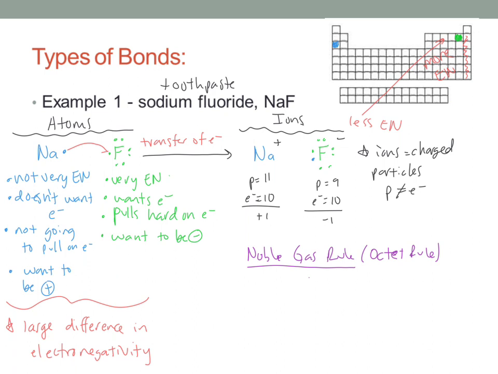The idea with the noble gas rule, though, is that everything wants to have the same number of electrons as the nearest noble gas. All right, so all atoms want to have the same number of electrons as the nearest noble gas.